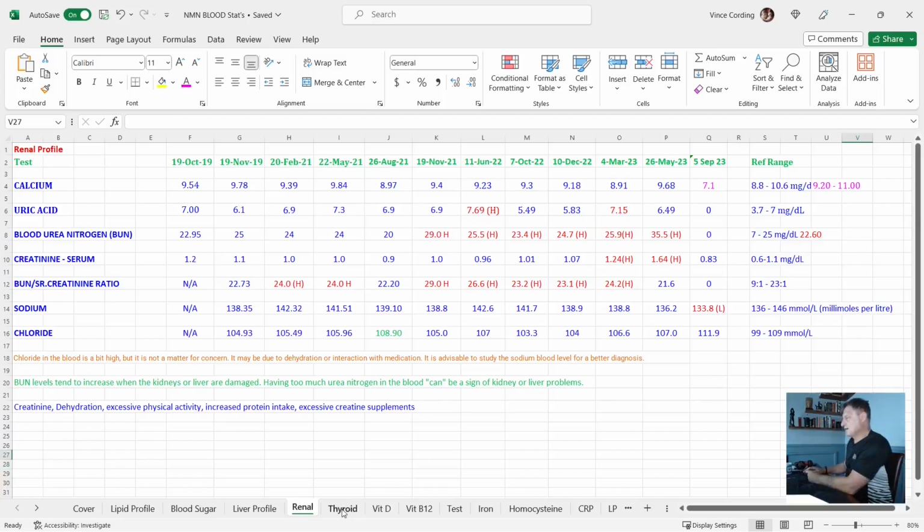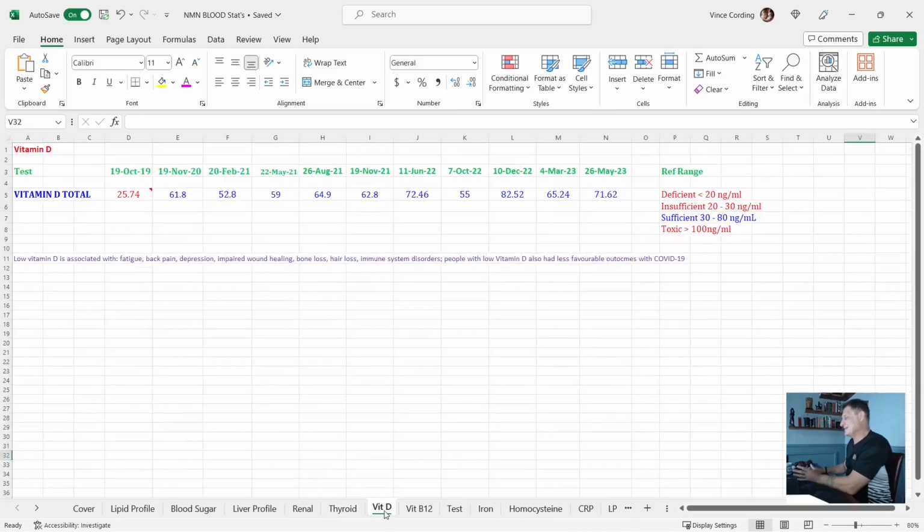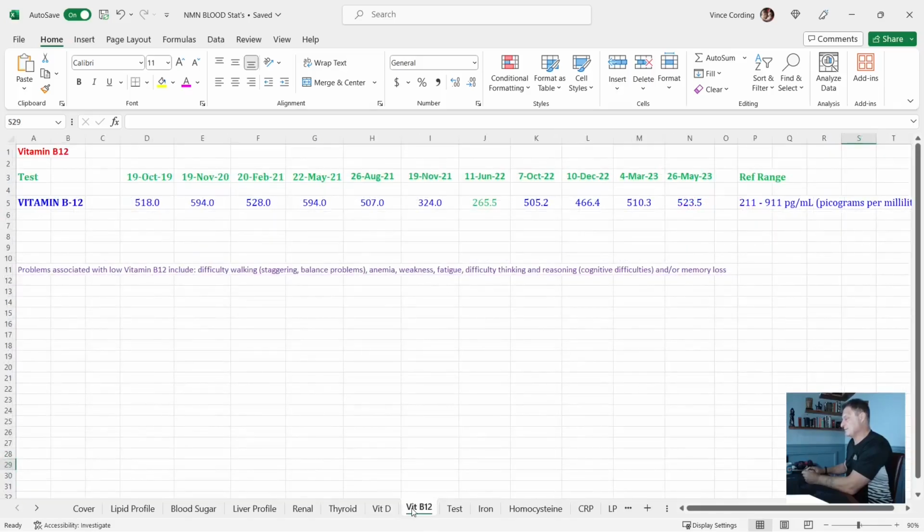So moving on to my thyroid results, you can see here all within reference range. So happy with that. Vitamin D3, they've tested, but I haven't got the results back, so they'll be added once I get the results. Same with vitamin B12. They did the test, but I haven't got the results back just yet.